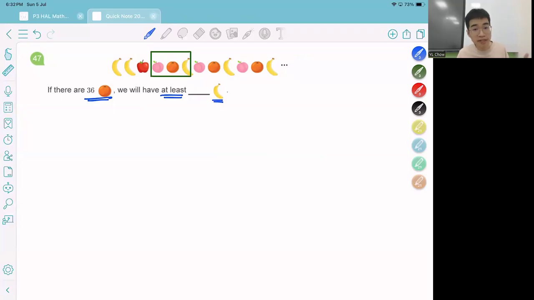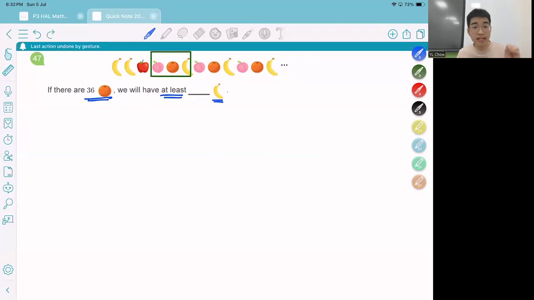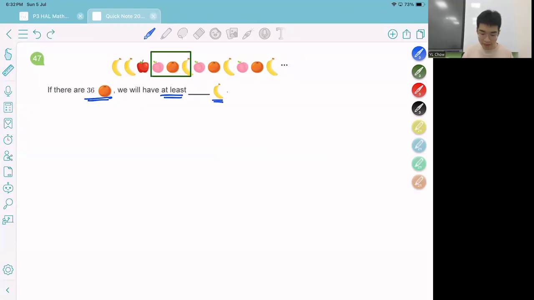All right, so how do we do this? First, you already know that there are 36 oranges in total. That's the only information you know. You don't know how many fruits there are in total. It's okay. Your step 1 will be to locate the 36th orange.